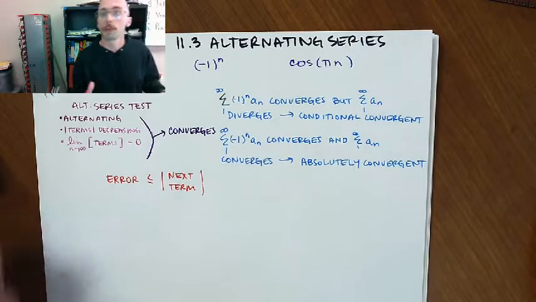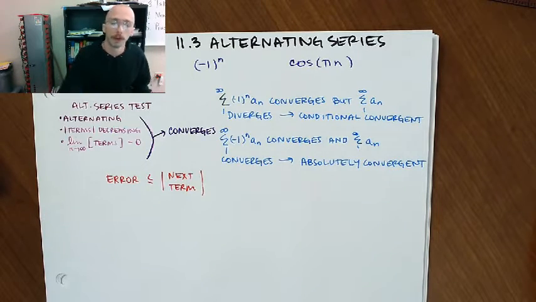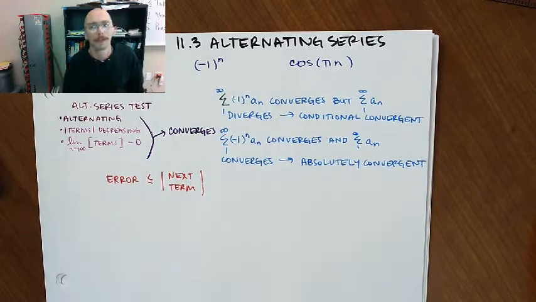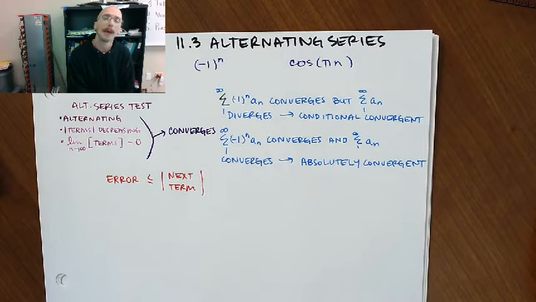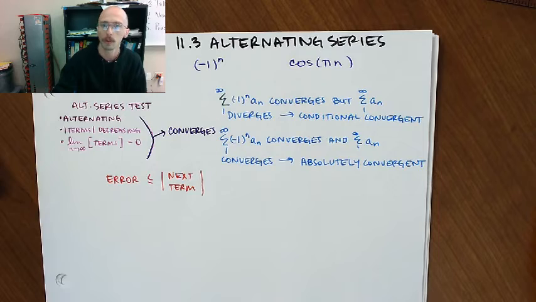So if we approximated the value of a converging alternating series using 10 terms, the absolute value of the 11th term will be our error bound. Okay? And yeah, let's move on to 11.4.